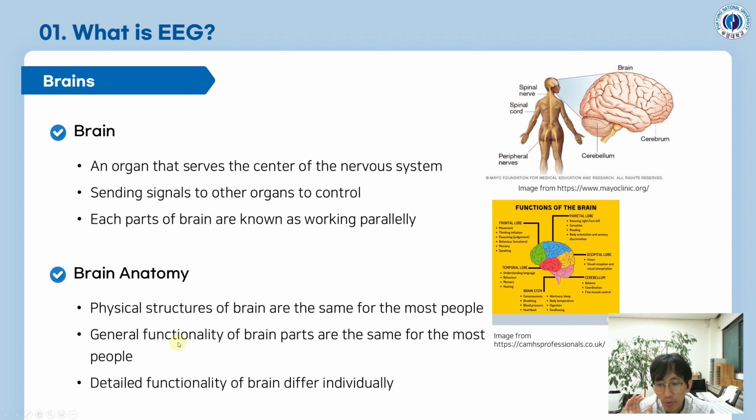And even the general functionalities of brain parts are also the same for most people. This is also known, but the detailed functionality of the brain could be different individually.